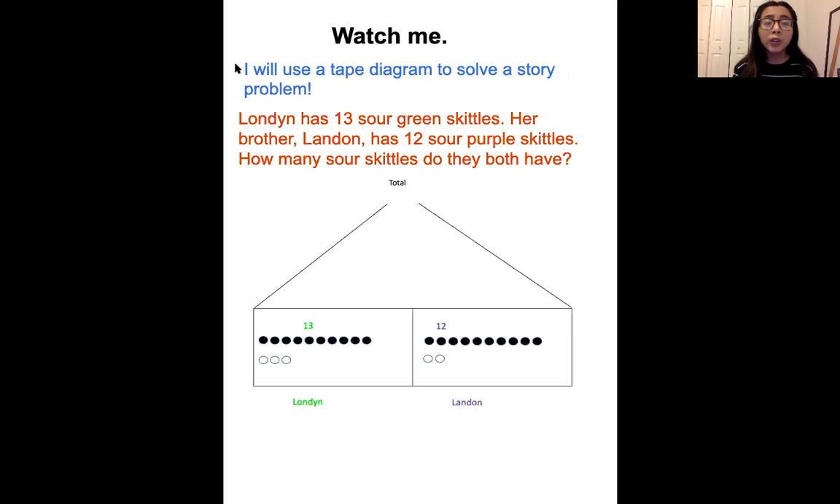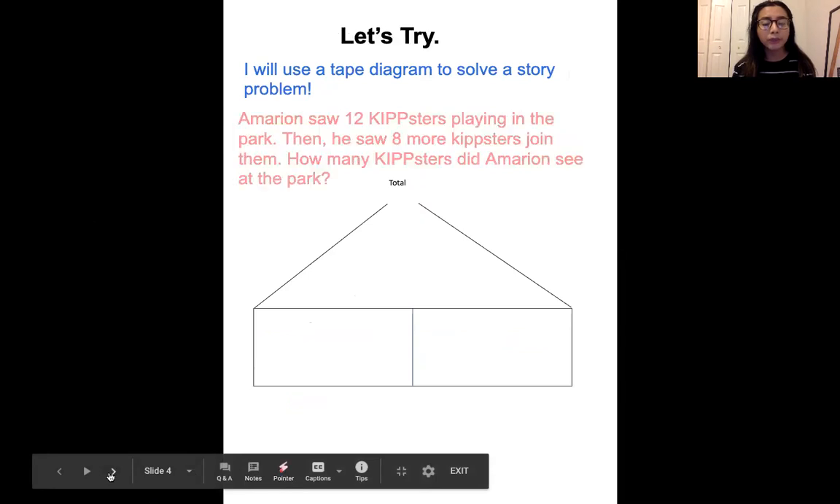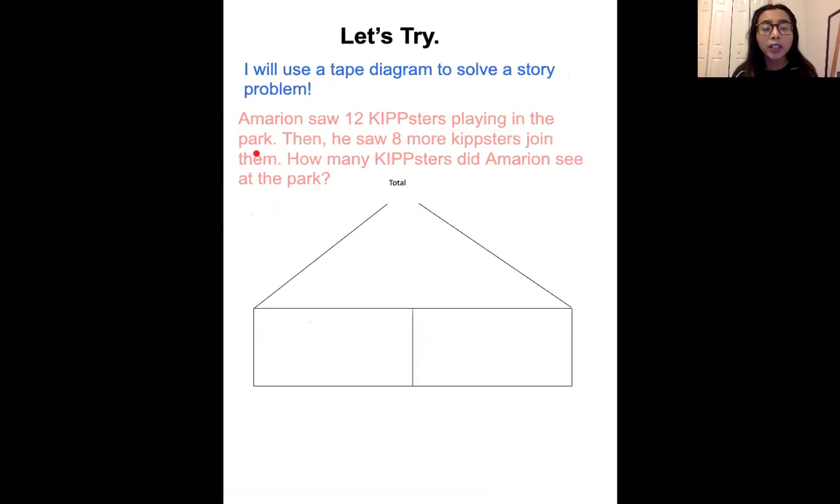Now you're going to try the next one with me. Be ready with your pencil and paper. Let's go to the next story. Amarian saw 12 kipsters playing in the park. Then he saw 8 more kipsters join them. How many kipsters did Amarian see at the park?